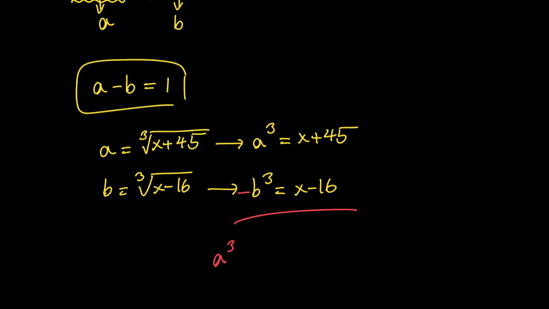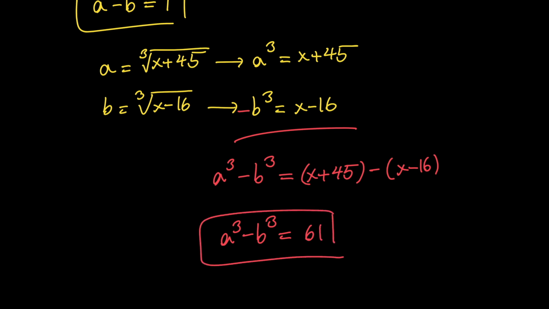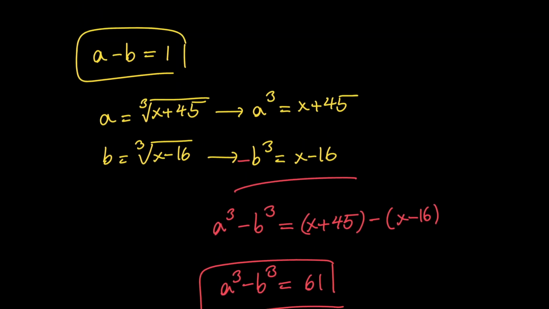So a cubed minus b cubed is going to be x plus 45 minus the quantity x minus 16. So the x's are going to cancel out, and we will be left with something numeric, and that is going to be 61. Great. So a cubed minus b cubed is 61, and a minus b is 1.